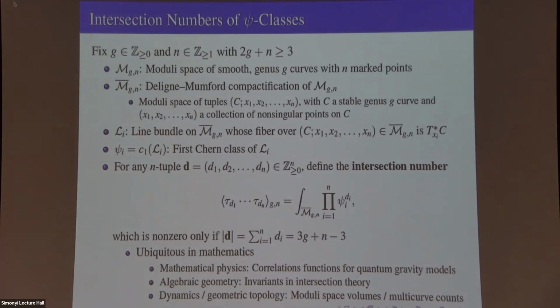So just to quickly go through this one, let M_{g,n} denote the moduli space of smooth genus g curves with n marked points. We'll let M-bar_{g,n} denote its compactification.